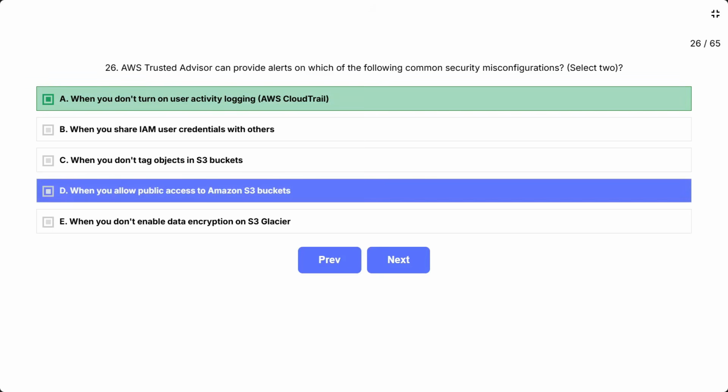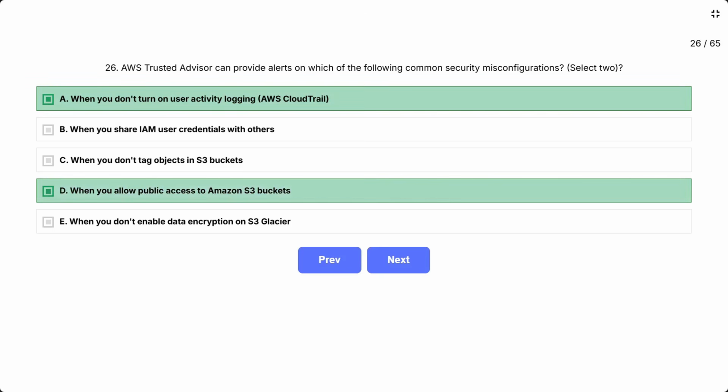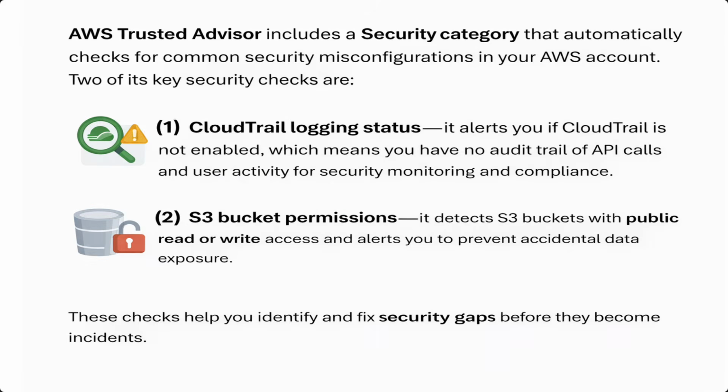D. When you allow public access to Amazon S3 buckets. AWS Trusted Advisor includes a security category that automatically checks for common security misconfigurations in your AWS account. Two of its key security checks are: 1. CloudTrail logging status. It alerts you if CloudTrail is not enabled, which means you have no audit trail of API calls and user activity for security monitoring and compliance. 2. S3 bucket permissions. It detects S3 buckets with public read or write access and alerts you to prevent accidental data exposure. These checks help you identify and fix security gaps before they become incidents.